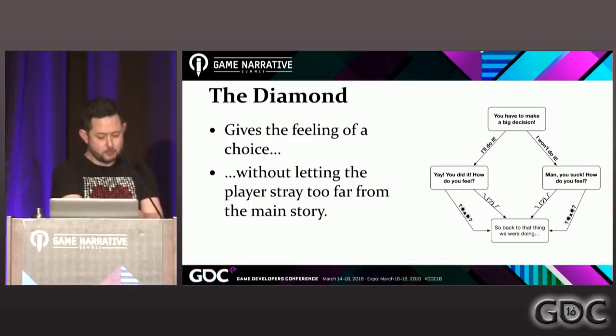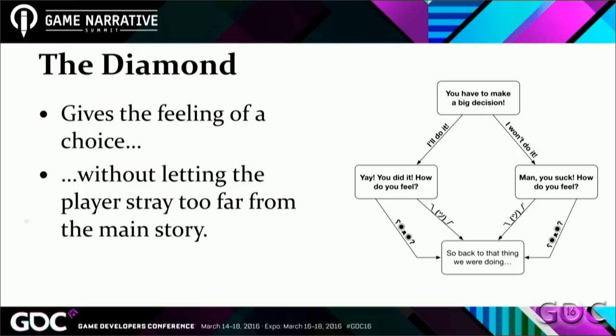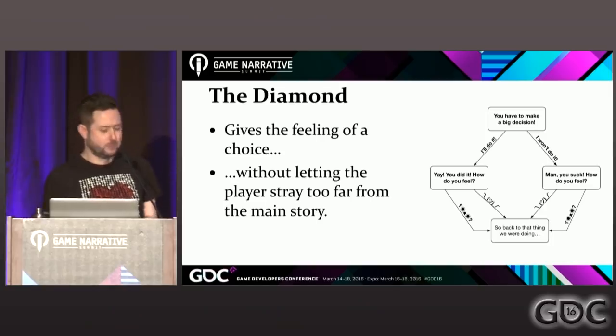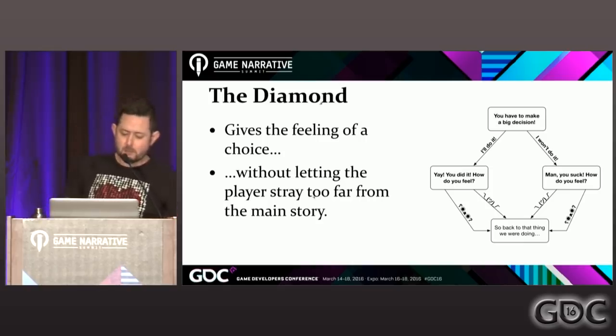So the diamond, which was actually brought up yesterday in Cassie's talk, All Choice, No Consequences, is basically this: you give the player a choice. You then give them a result from the choice, and then maybe you give them some choices. In this case, I chose to use little emoji because it seemed like there is no choice. Why not? And you go back to the thing you're at.